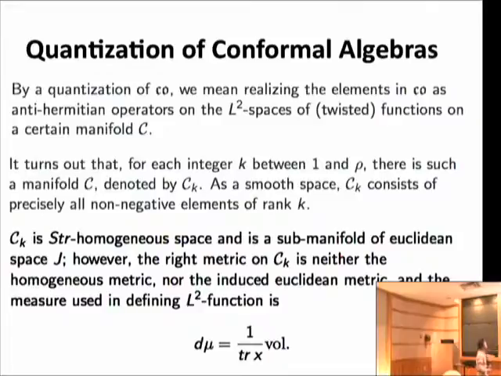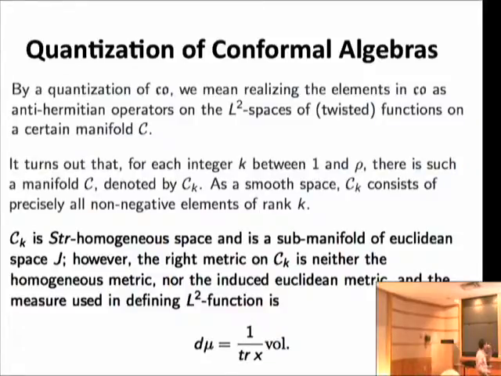However, I say this C_k should be a Riemannian manifold in order to do geometry. Okay. So what is the right metric we need to put on it? The right metric turns out to be neither the homogeneous one with respect to the structure group, nor the induced Euclidean metric. In order to define the metric, we have to use the Jordan multiplication. In any case, this metric, I would call it the Kepler metric, is invariant under the automorphism group of the Jordan algebra, because the Jordan multiplication is invariant under the automorphism group.